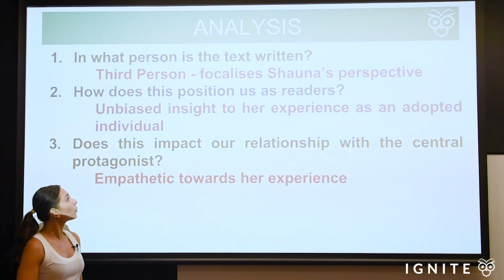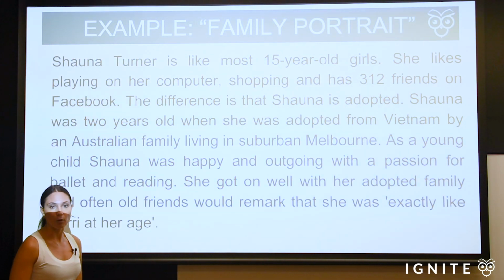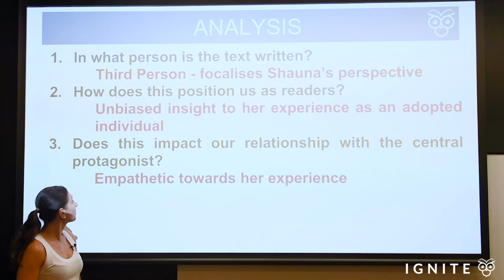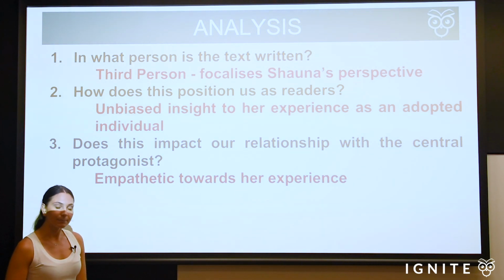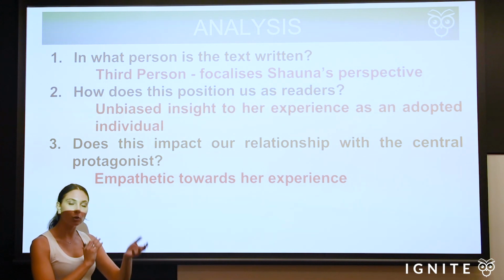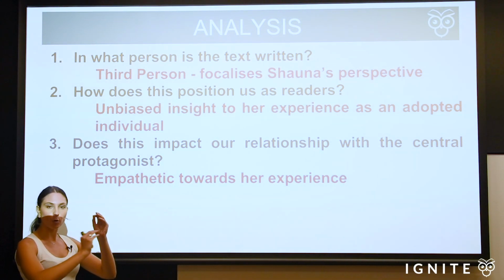So the first one, in what person is the text written? If we flash back, "Shauna Turner is like most 15-year-old girls." It's third person. We don't have an I in there. It's a third person talking about Shauna Turner. However, even though it is written in third person, the text is focalizing Shauna's perspective. Every single sentence kind of builds this profile of Shauna.